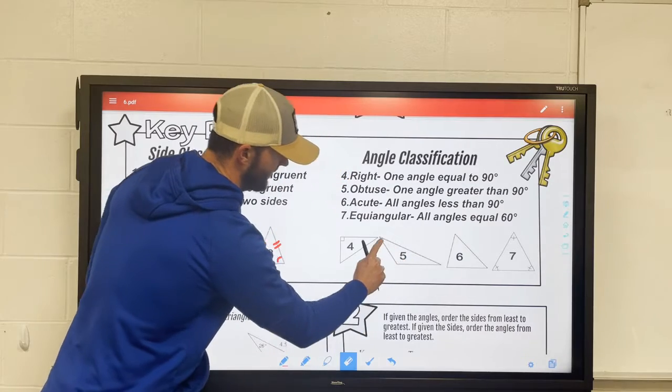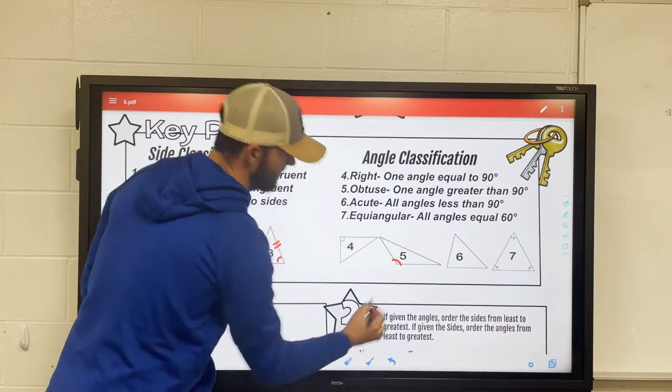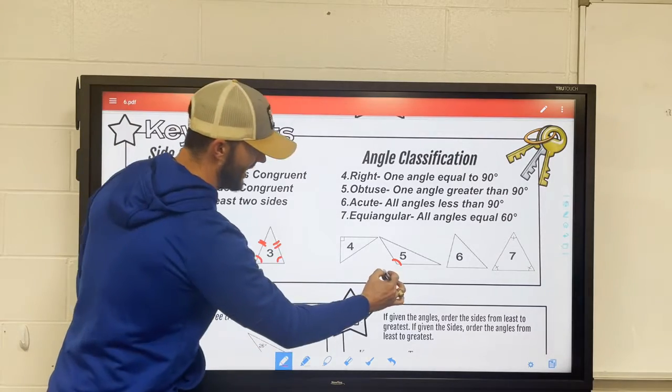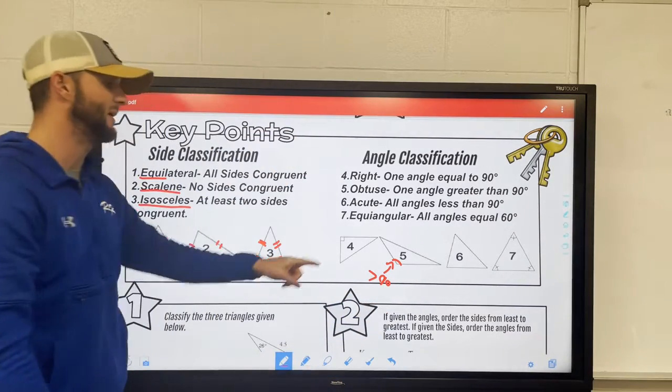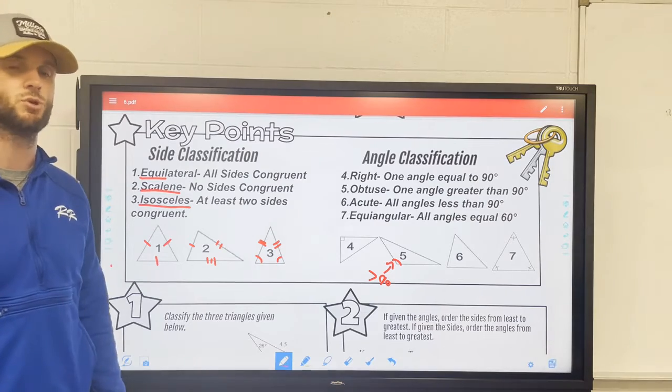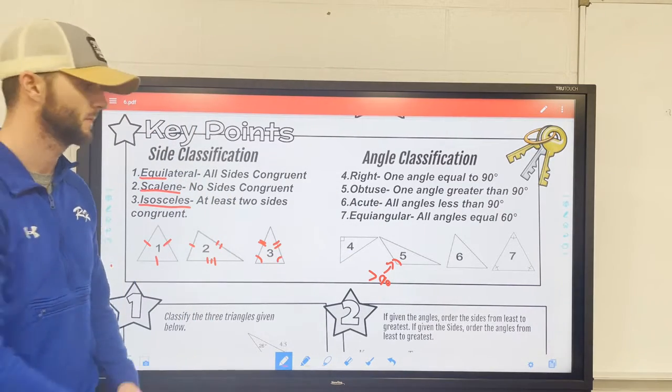So if I look, that's less than 90, that's less than 90, but this angle right here is going to be greater than 90. So since that angle is greater than 90 degrees, that means this is going to be an obtuse triangle. Obtuse: one angle that's greater than 90, okay?